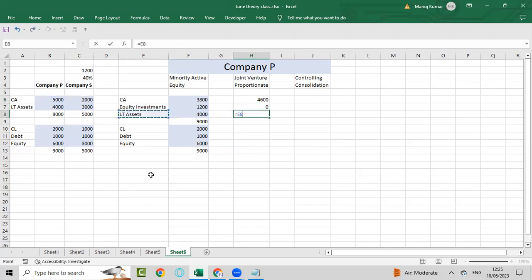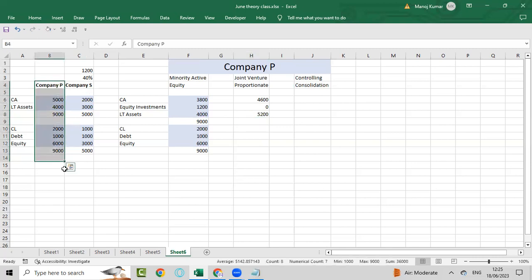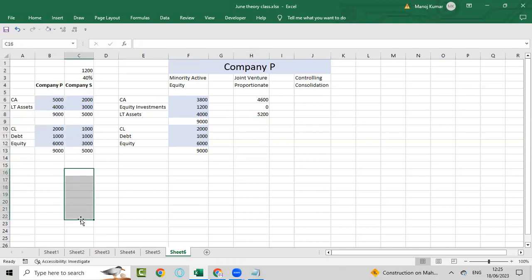But here, these are my own assets plus these assets, but 40% of this, because this is a joint venture in this case. In a joint venture, what happens? Company P and company Q will come together and form a new company and name it as company S. Clear?